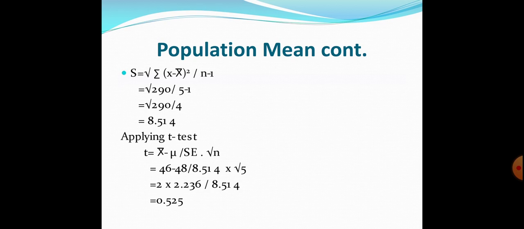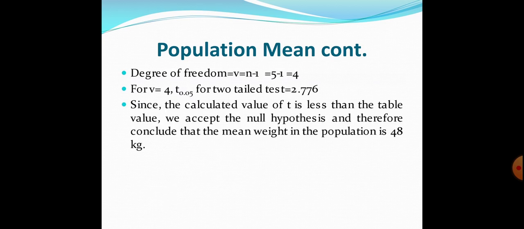Now here comes another problem. Now whether you have to accept or you have to reject. Now consider it carefully. Here we know that the degree of freedom is n-1, that is 5 minus 1. For v equal to 4, that is degree of freedom 4, that you have calculated in the first row.